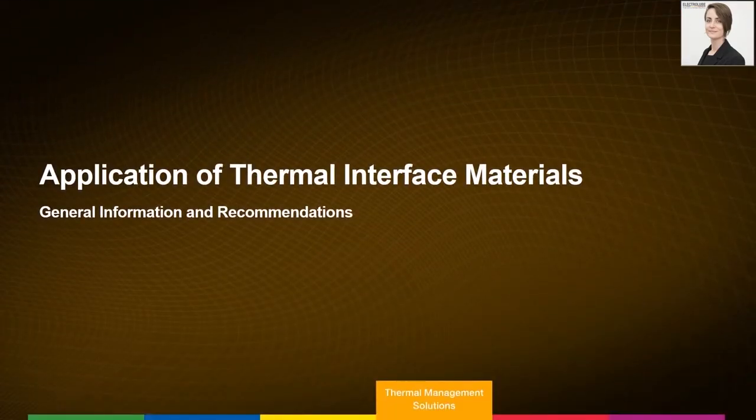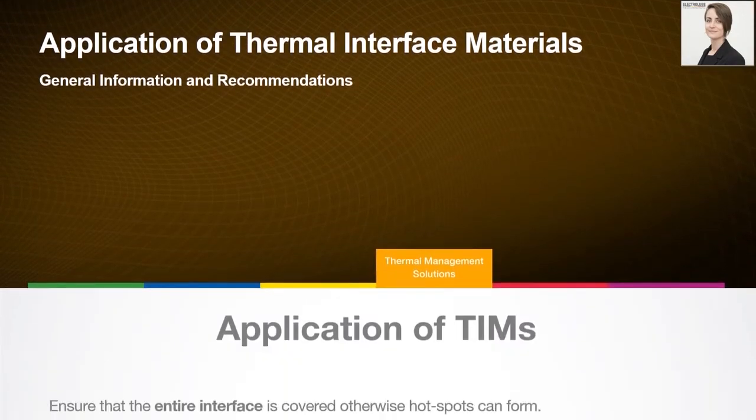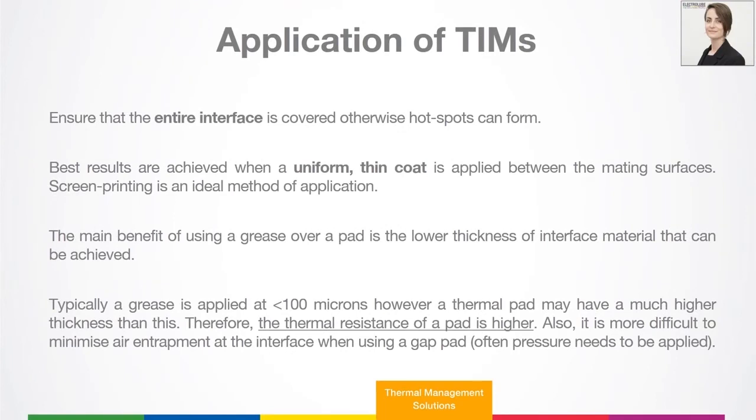So we're going to go over a little bit more about the general information and recommendations for the application. I'm going to keep saying it throughout the entire thing. It has to be uniform, it has to be a thin coat, and you need to make sure that you're controlling that from one application to the next. If you do not have the same thickness of material, you will have differences in the way each of the devices you produce performs. You need to ensure that the entire interface is covered. If you don't, you will get hot spots, areas where the heat is a lot greater in certain areas than in others, and this can lead to other types of failures.